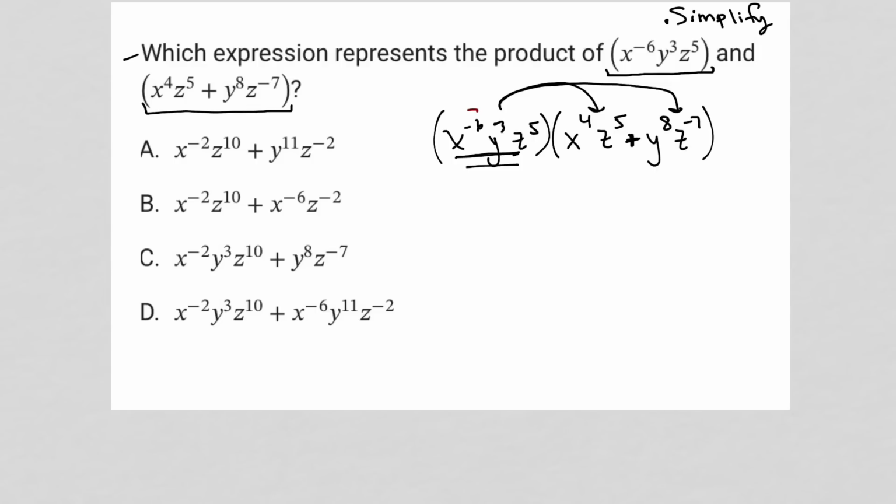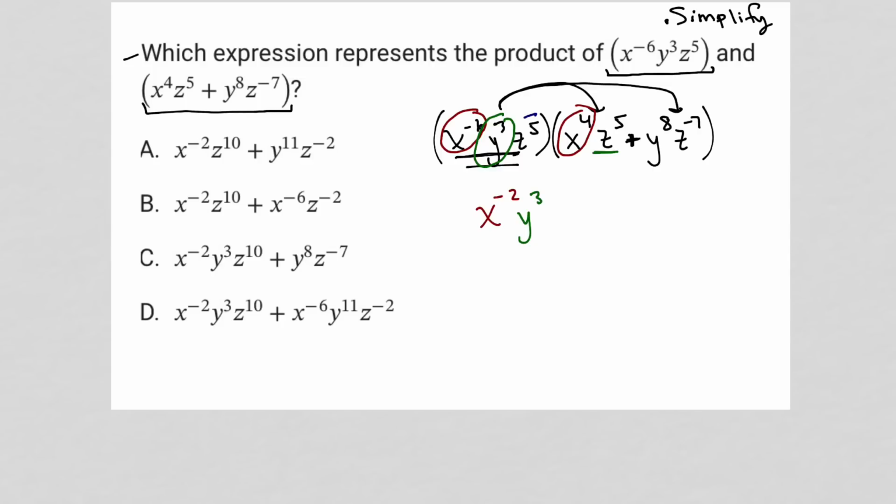I have x, let me just use some different colors. So I have x to the negative 6 times x to the 4th. I will add those exponents together and end up with x to the negative 2nd. I then have y to the 3rd, but there isn't a y value here, so that y to the 3rd is going to remain just y to the 3rd.